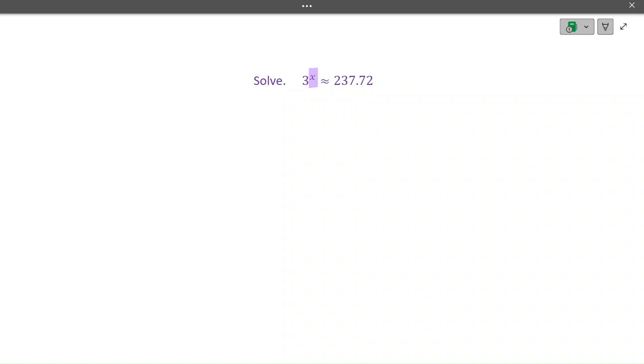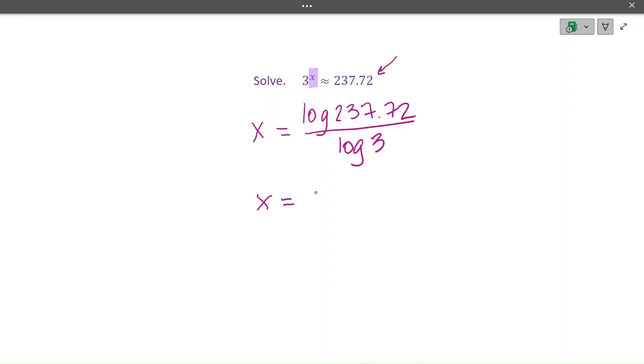So I'm also noticing this is base 3, which means that I have to use the change of base property to figure this value out. So I'm going to start by saying x is going to be equal, so my exponent is equal to the log of the non-base. So my non-base is 237.72 divided by the log of my base, which is 3. All right, when I put that into my calculator, I get x equals 4.98.